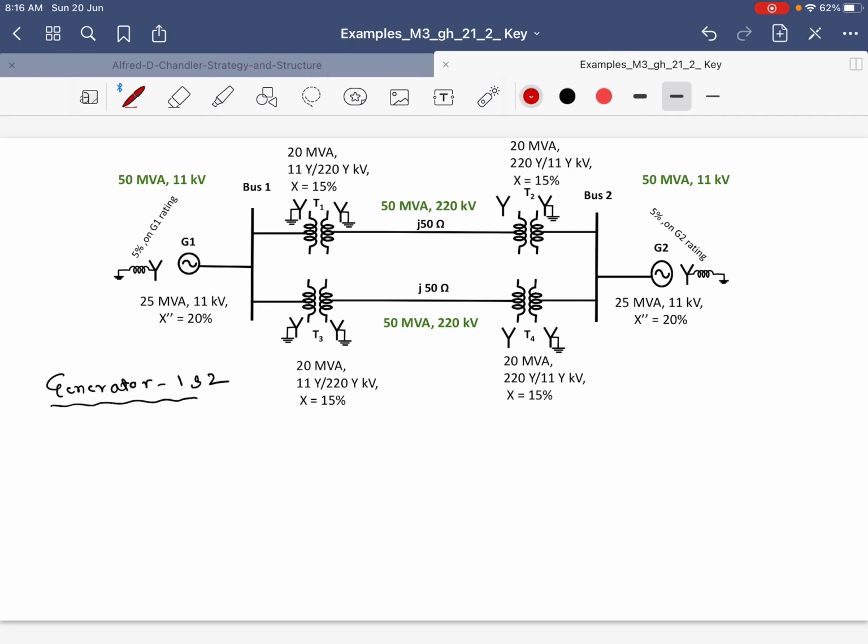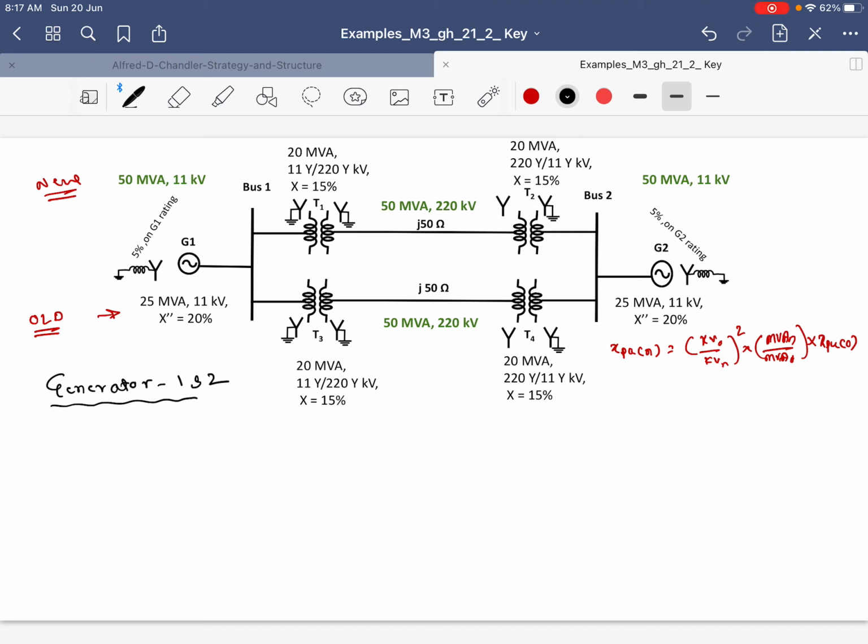Then the basic equation I am using here is x per unit new is equal to kV old by kV new whole square into MVA new by MVA old into x per unit old. These are the old quantities and these are the new base quantities, the ones that were chosen. You have to make use of this formula and find the value here.